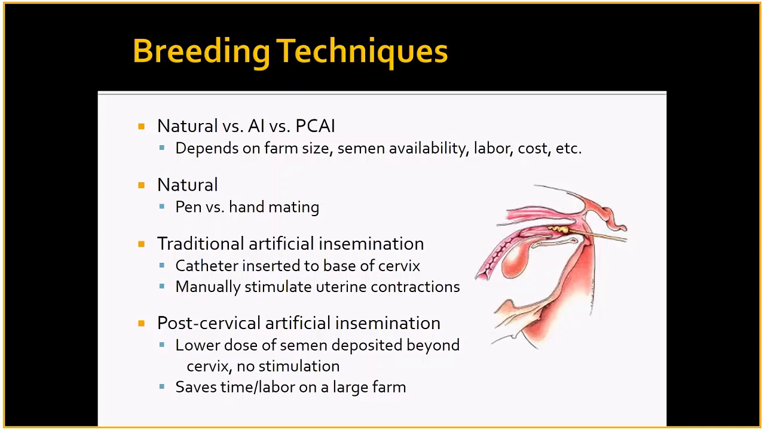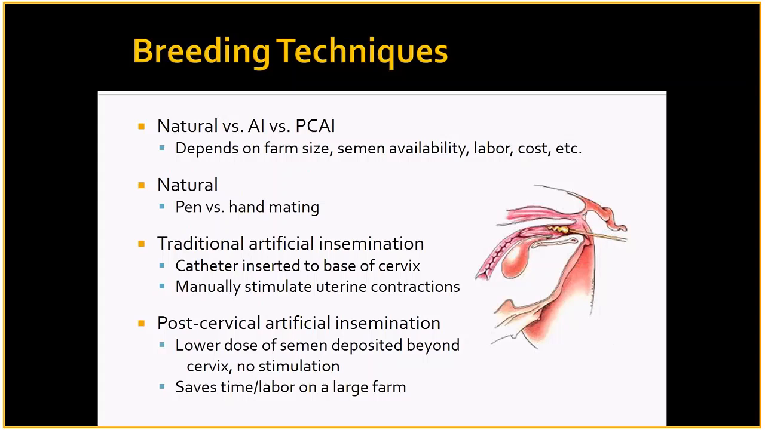And again, for farms of this size, it probably is the best thing to do, but obviously we still have AI, and even a lot of the big farms are starting to switch to post-cervical artificial insemination. From a practicality standpoint, it's really good on these bigger farms because it can really save a lot of time. You don't have to have a boar standing in front of them.